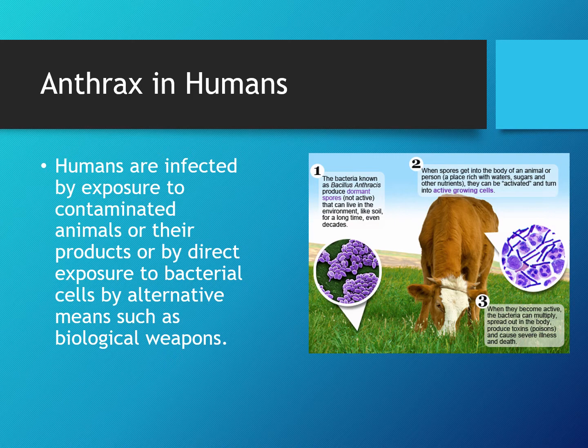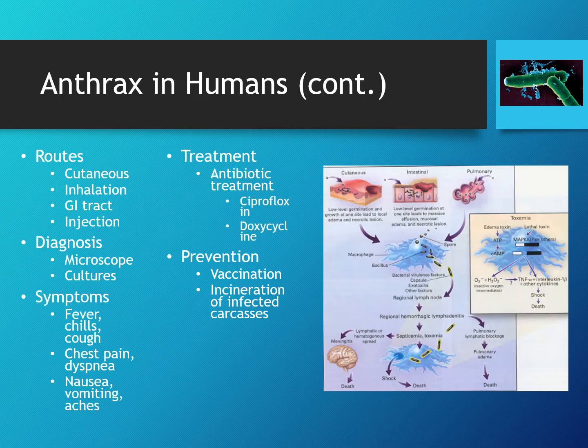It's commonly found in Central and South America, Sub-Saharan Africa, Central and Southwestern Asia, Southern and Eastern Europe, and in some islands of the Caribbean, but in the United States, it's pretty rare. There are 4 ways that anthrax can gain entrance into the human body, and that's through the skin, through inhalation, through the digestive tract, and through injection.